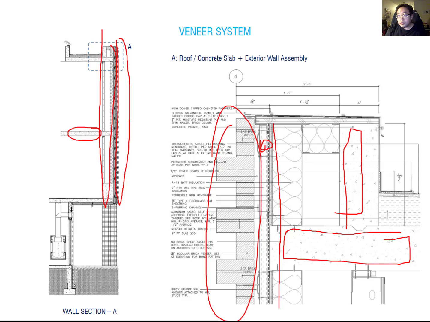this assemblage. Now just understand the veneer system. It's non-structural. It is only for the skin layer. Just understand the difference between the veneer system and the load bearing system.